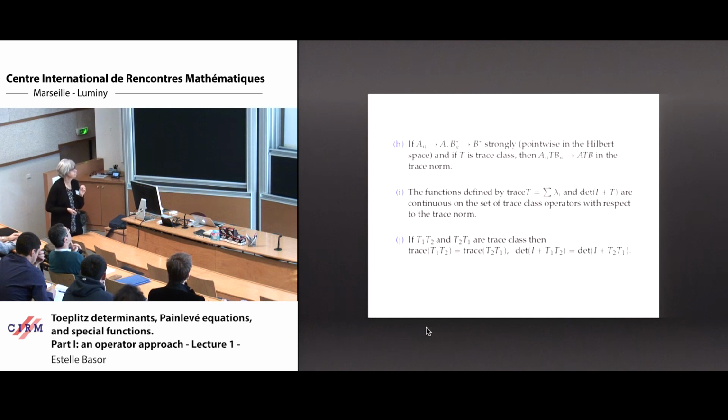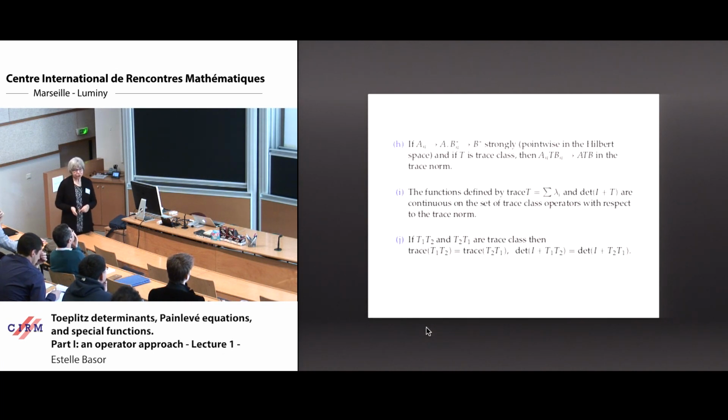That's what we need. And the functions defined by the trace, which makes sense, and the determinant are continuous on the set of trace class operators with respect to the trace norm. So all of these are basic facts about these operators.